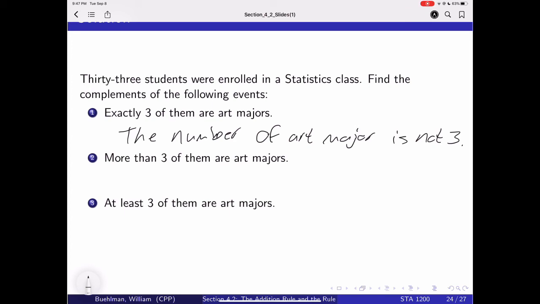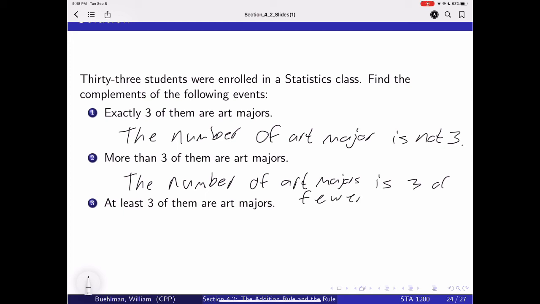So the second one, more than 3 of them are art majors. So we have to think more than. So is 3 included? No, it is not, because it's more than 3. So we want 3 and everything below 3. So the complement is the number of art majors is 3 or fewer, because that covers 3 and everything below 3.